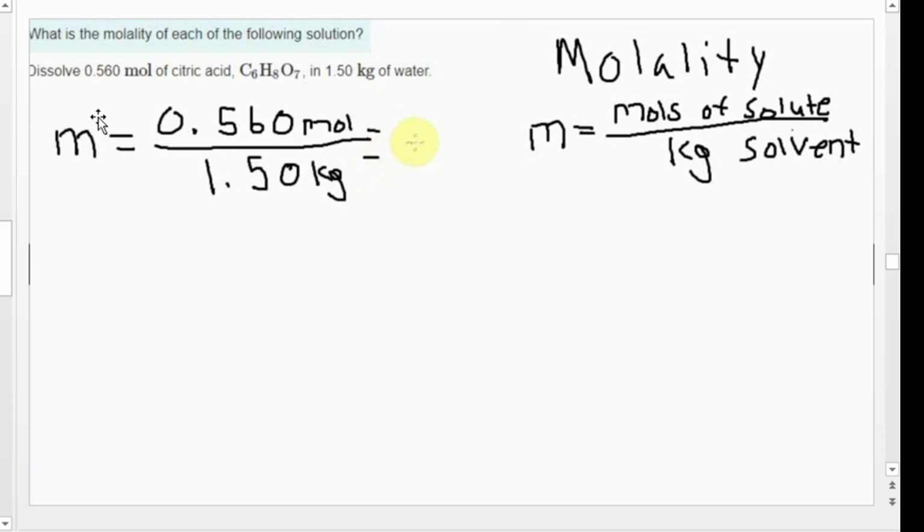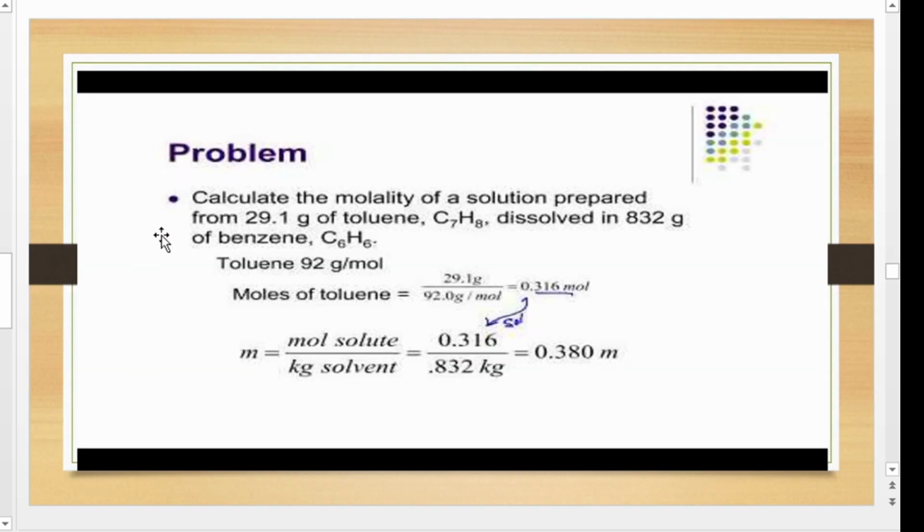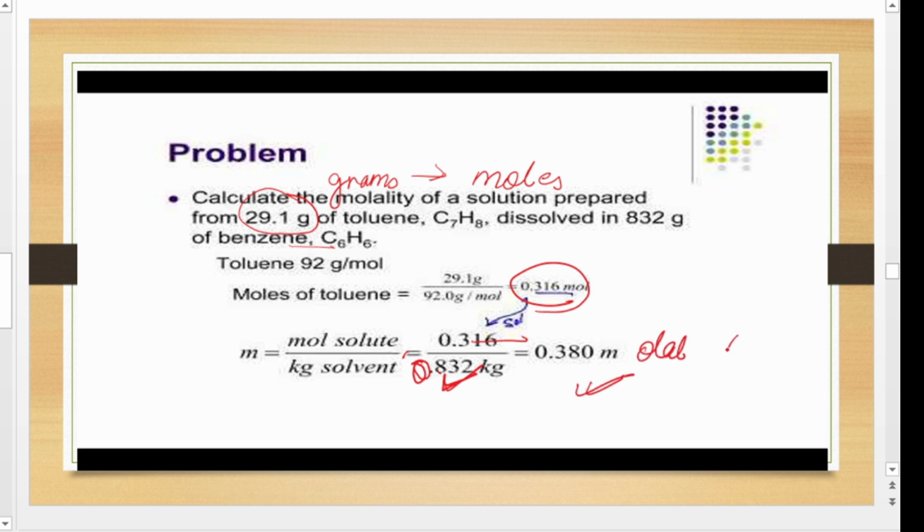Supposing this is my question over here, we can directly do the calculation. I have another question in which this is there and this is dissolved in benzene. Now see, in this case this is the solute because it is present in less quantity, but its mass is given in grams. So we need to convert it into moles. The molecular weight of toluene is 92 grams, so number of moles comes out to be this. Now the solvent mass is in grams, so we'll convert it into kg. That means this will be 0.832 kg, and then you can say this is this much molal solution. Molality is represented by small m.